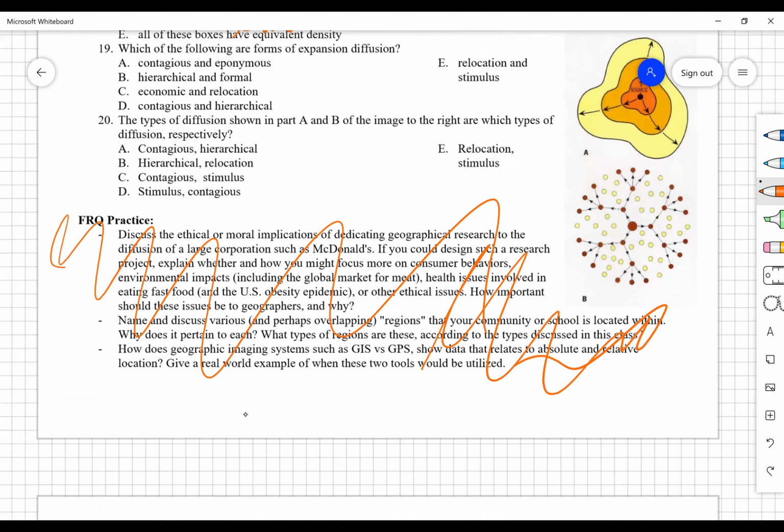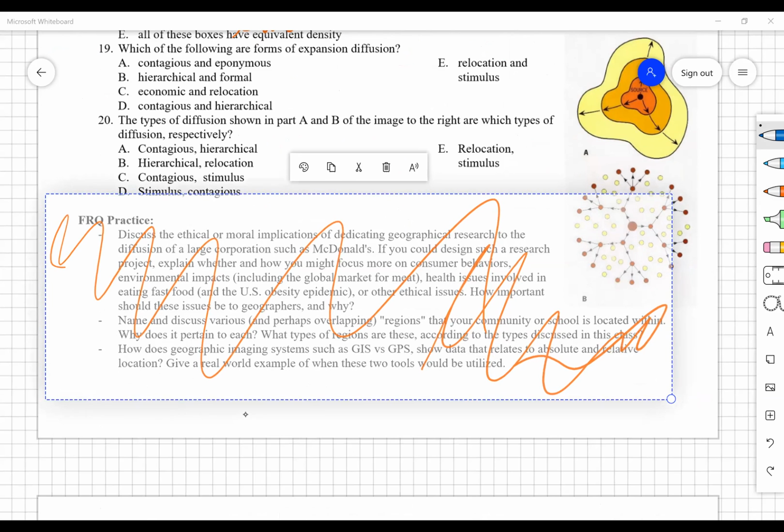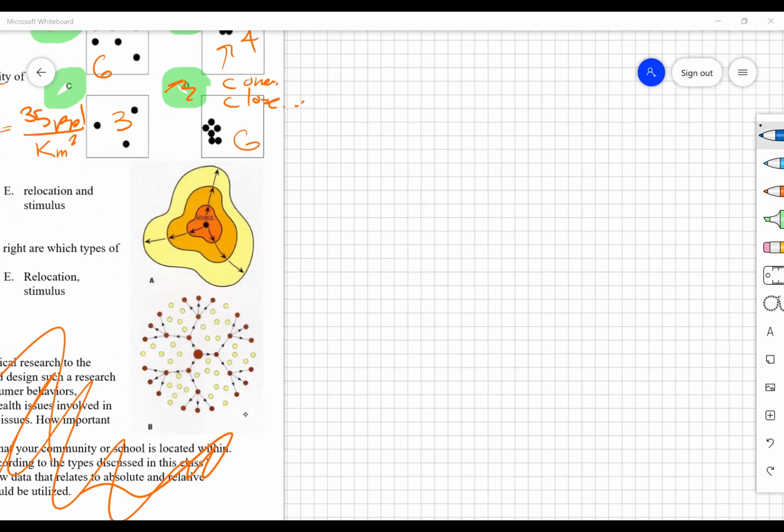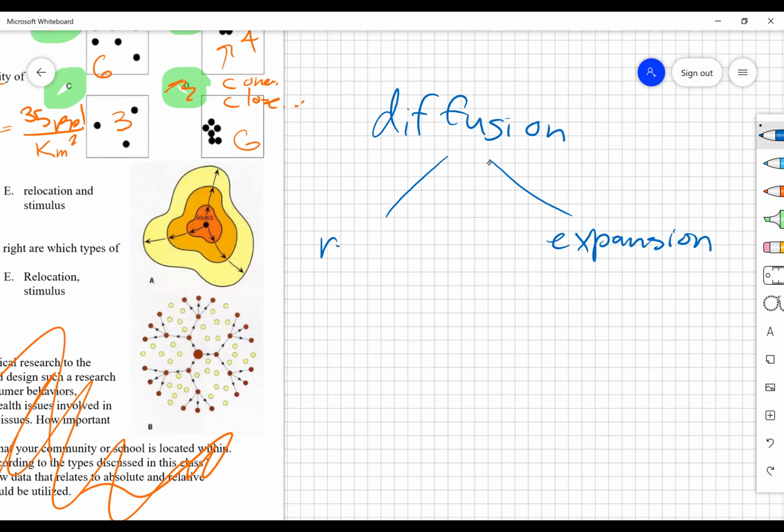Okay, 19. Which of the following are forms of expansion diffusion? So while you guys put your answer in the chat, I'm going to go over this off to the side a little bit. So in APHUG, we're going to talk about 2 major types of diffusion. They're like umbrellas for the rest of everything else. So we're going to talk about expansion and relocation.